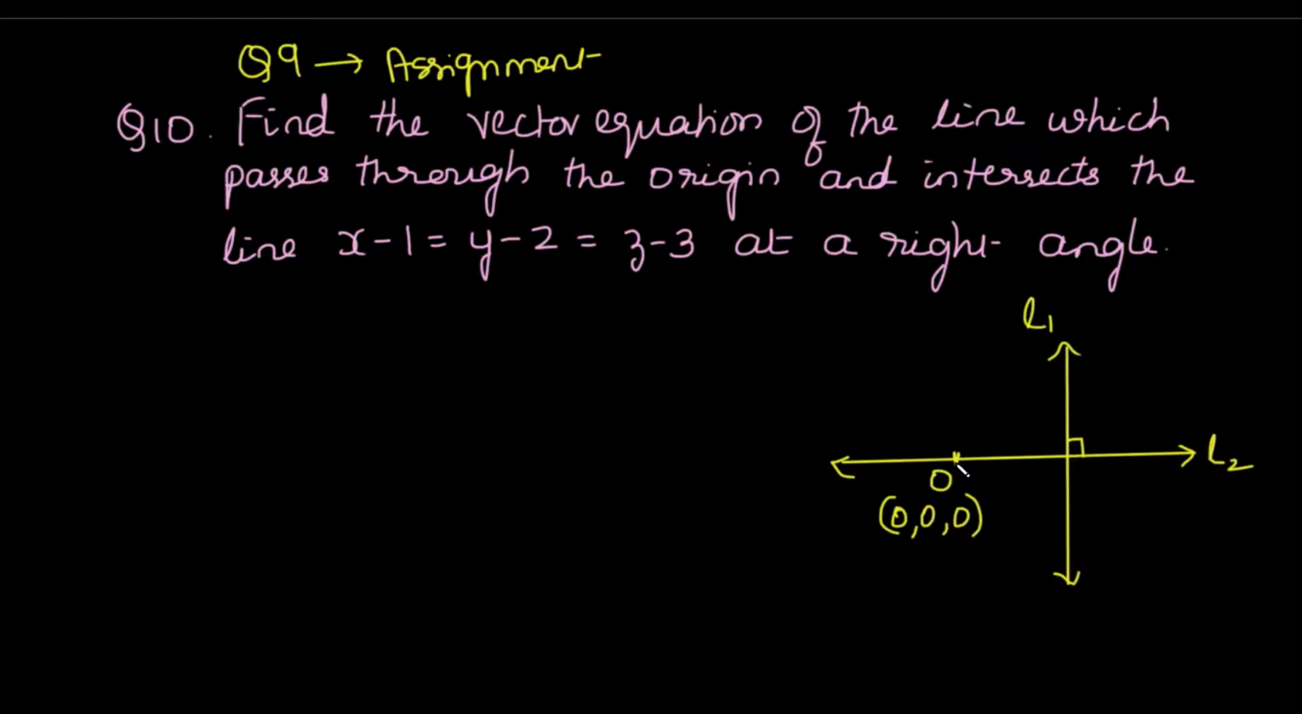Now already we know one point on L2, which is the origin. Suppose we can find another point on L2. See this particular point of intersection, if we can find it out, then we can find the vector equation by using the equation of the line passing through 2 points. That particular formula we can use. So let us see how to find the other point on line L2.